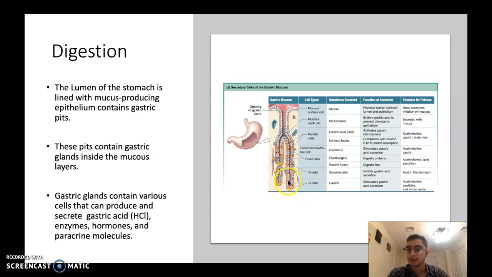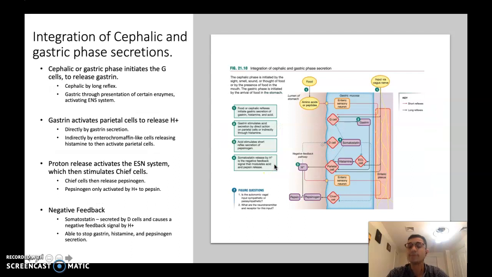As we see on this figure over here, we have the G cells able to secrete gastrin, and D cells, somatostatin, which is considered a negative feedback loop, as we're going to see later on. Chief cells are able to release pepsinogen, and once it's activated by protons, it becomes pepsin. We also have parietal cells that are able to secrete gastric acid, HCl. Next slide, I want to talk about in more depth how this comes to be.